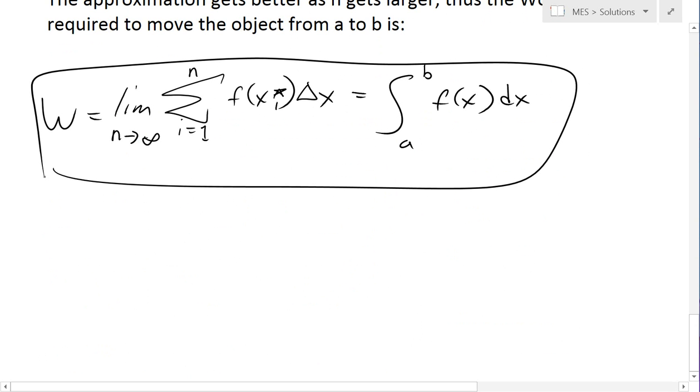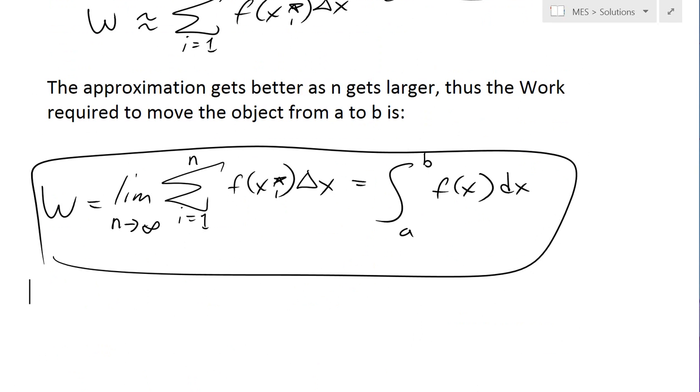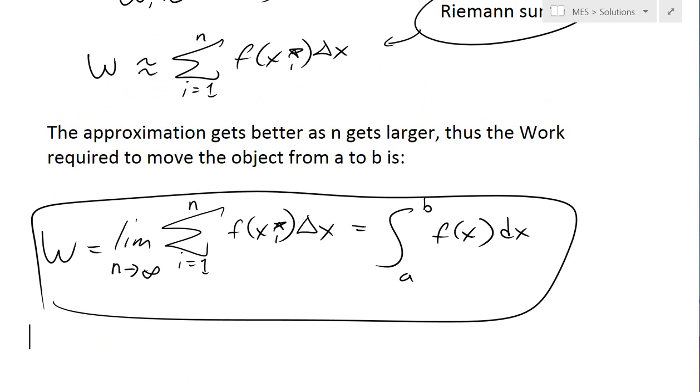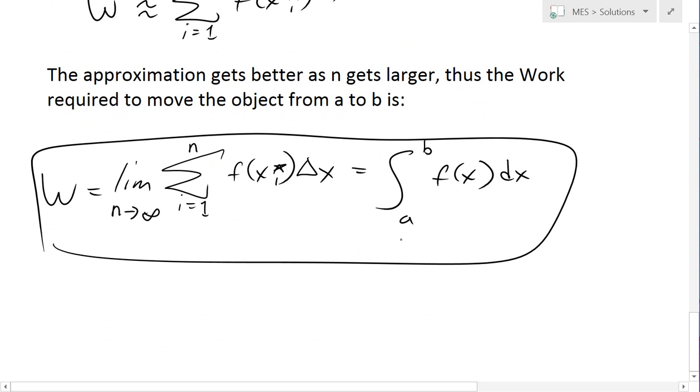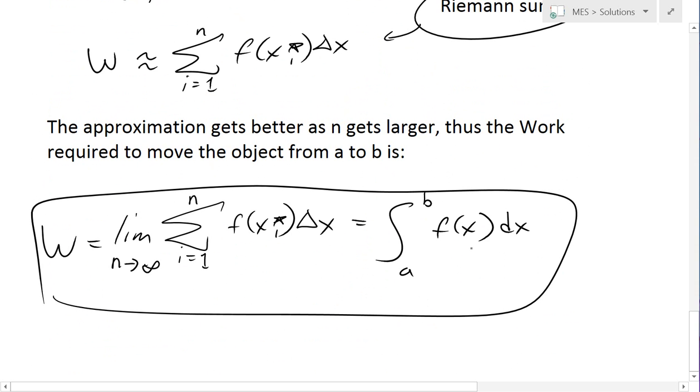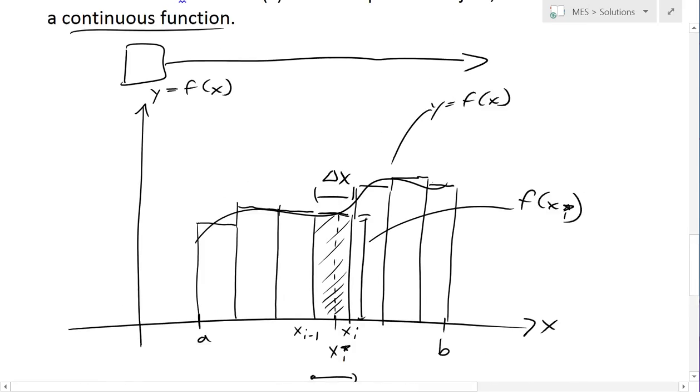So this is our work formula, and now we've written it as an integral. It's just going to be the area under the force curve, which is just the integral of the force from a to b. That's going to be your total work from a to b.